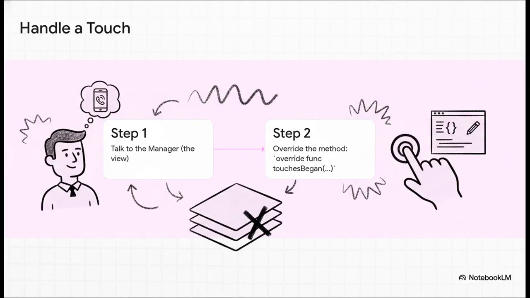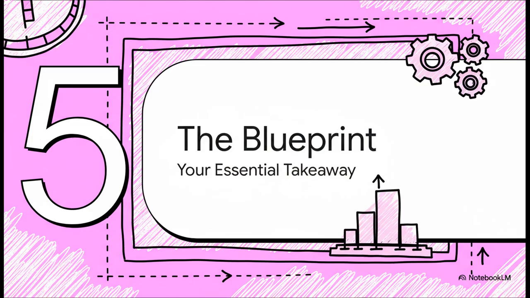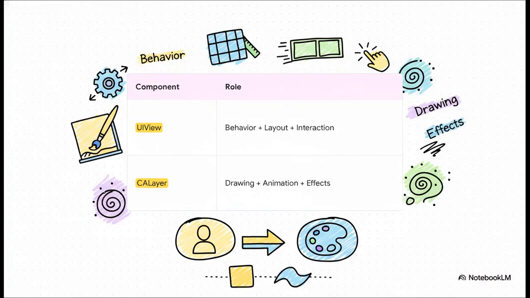But now, what if you want to do something when the user actually taps that button? Well, that's an interaction. And for that, you have to talk to the manager. You work directly with the UIView, overriding methods like touchesBegan. The layer is completely out of the loop on this one. So after all of that, what's the simple, powerful idea you should walk away with? Let's boil it all down to one final blueprint. Here it is. Seriously, if you remember just one thing from this, make it this table.